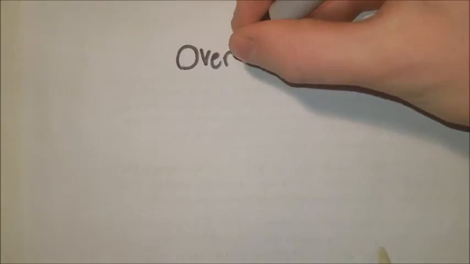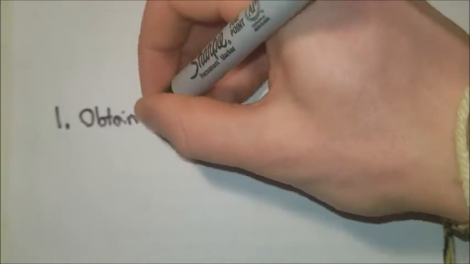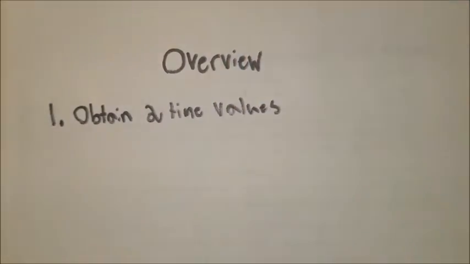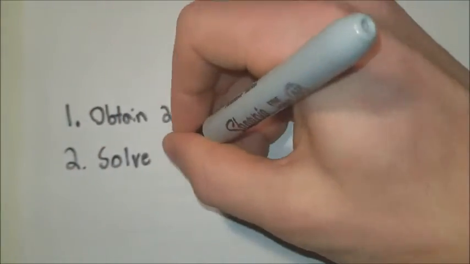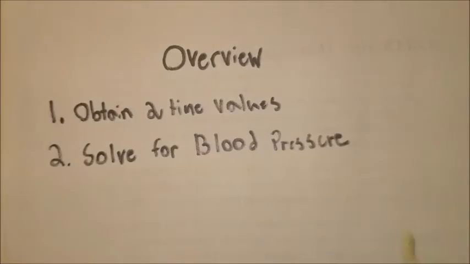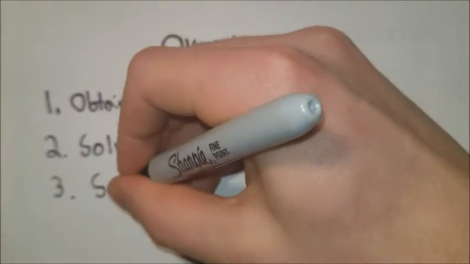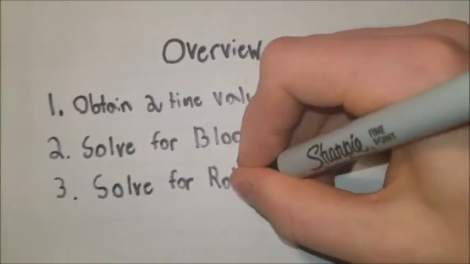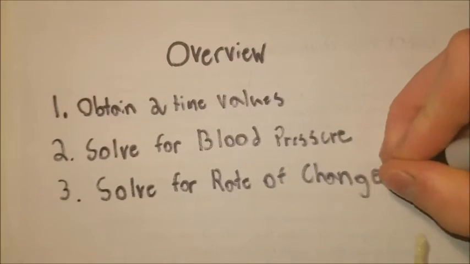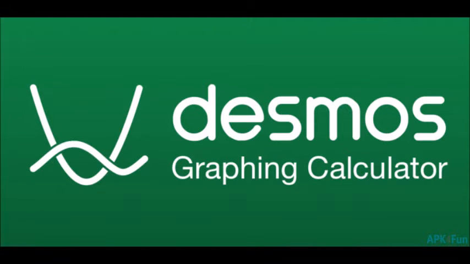Now for a basic overview to solve this problem, we will need to first obtain two time values because right now we only have one. We will then sub the values back into our function and solve for the blood pressure at that time. We will then solve for the rate of change between our two blood pressures, which will end up giving us hopefully the right answer. Before we start, let's analyze our function on Desmos.